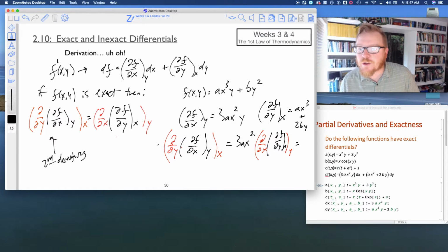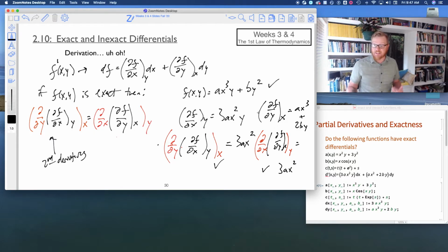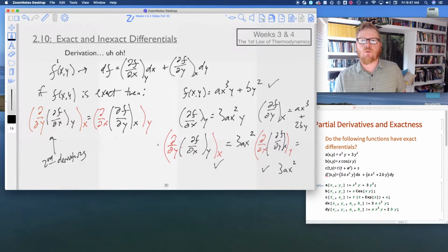So now I'm taking the derivative of ax cubed plus 2by with respect to x at constant y. And when I do that, that becomes 3ax squared, and then the y drops out. So those two things are equal, so that function has an exact differential expression. Okay? And so how, let's see what I have on the next page. Okay, I've got some more room here.